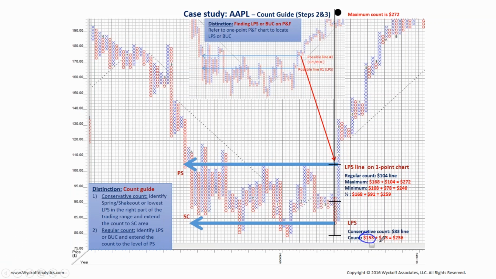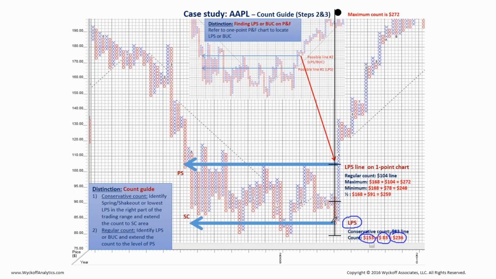And we are adding this count to the count line, which was defined by the last point of support. And here is our first target. And this will be the most conservative target for this particular trading range. And then, Bruce, when is the time for us to look for other counts that might be more aggressive counts?